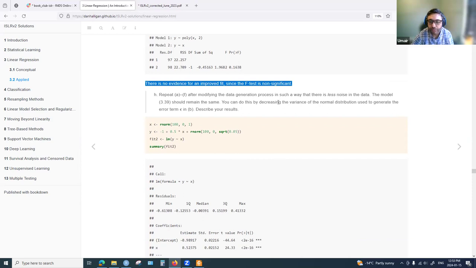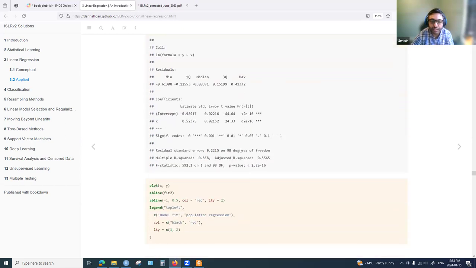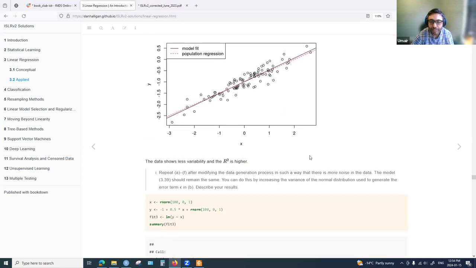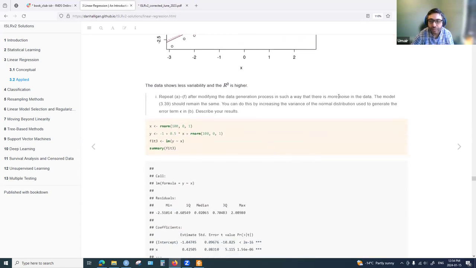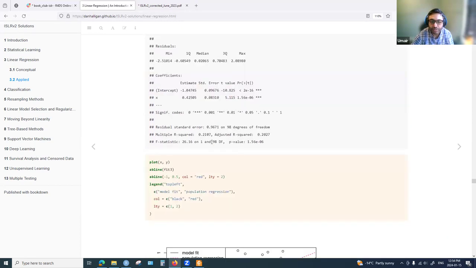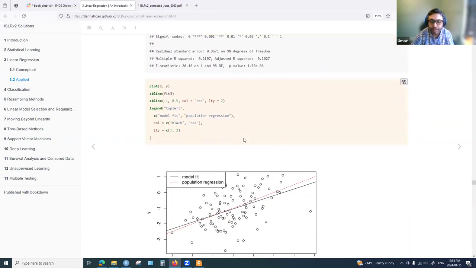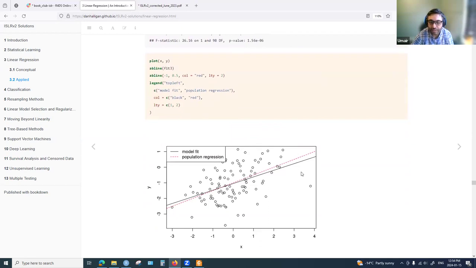Now, the next part was to repeat this with less noise. So instead of using a variance of 0.25, they use 0.05 and got these results. Again, we see the model results are very similar. And then with more noise. So now they used a higher noise value for the model. And we see this result where we clearly see a different fit compared to the population regression line.